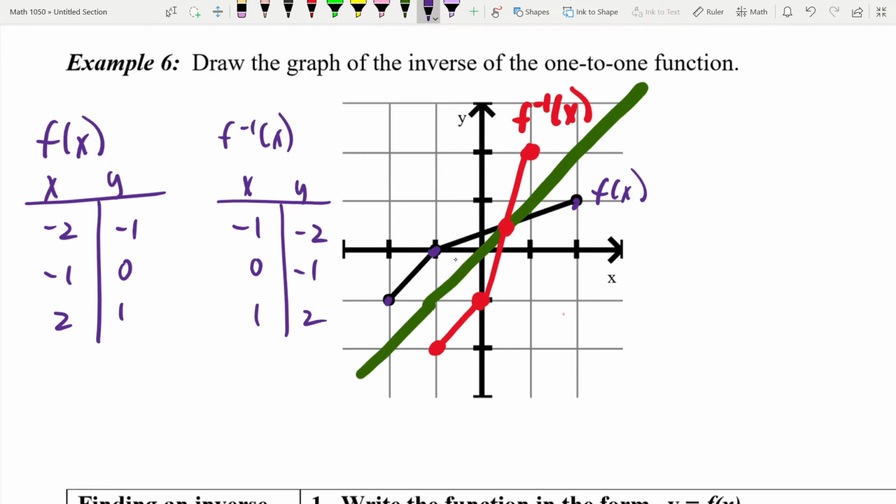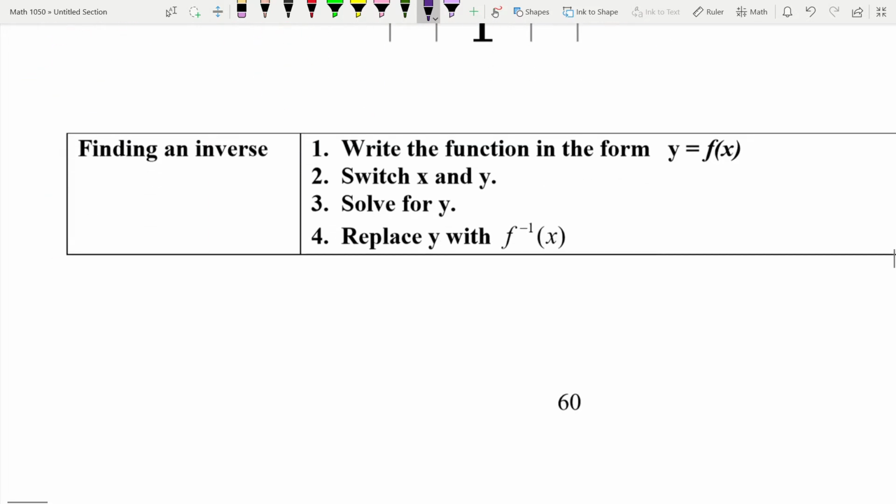So this red one is left 1, down 2, I got it. 0, -1, I got it. Right 1, up 2. They all hit at the same spot. It gives you the same thing. I think the points take longer, but it's a little more accurate, especially if you get confused. So do it however you want.